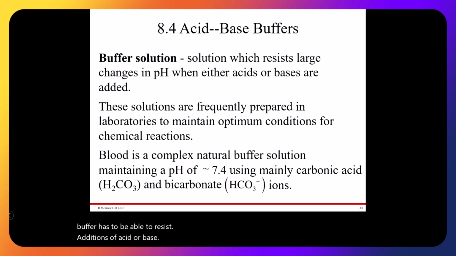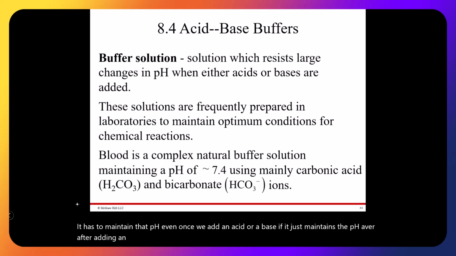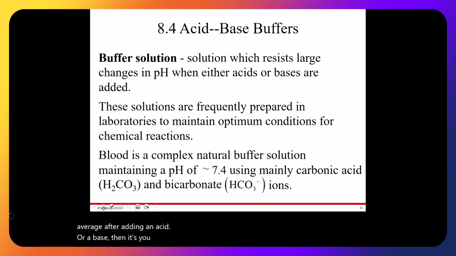It has to maintain that pH even once we add an acid or a base. If it can only handle one of them, acid or base, and that's it, it's not a buffer.